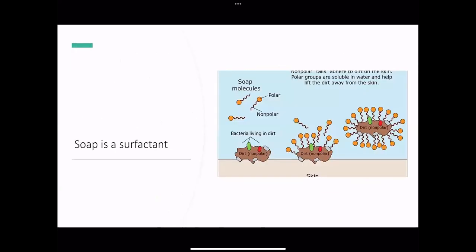The way soap works, though, is it's called a surfactant. It can clean off surfaces.